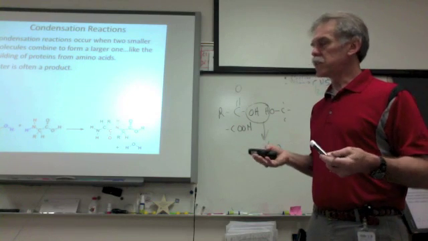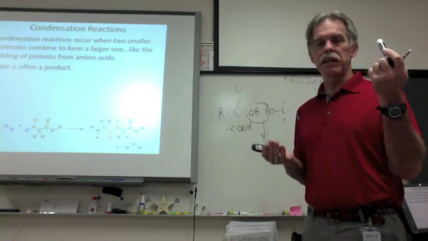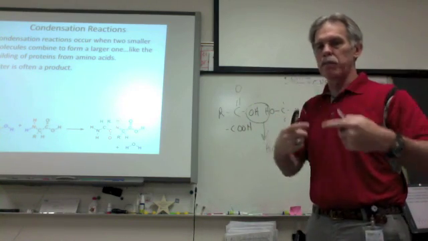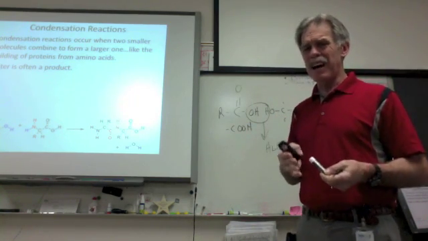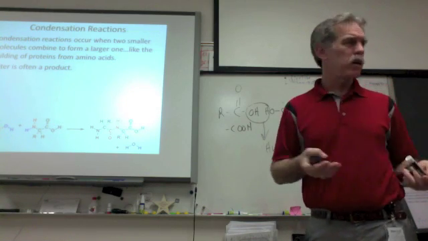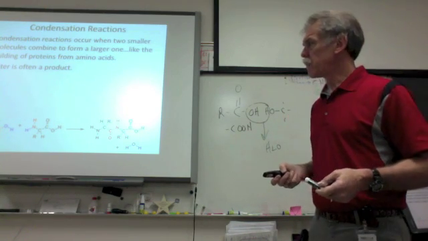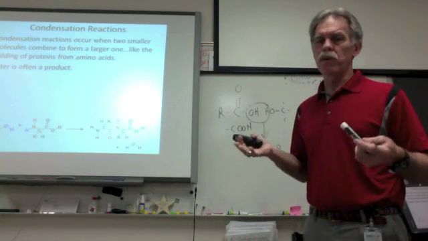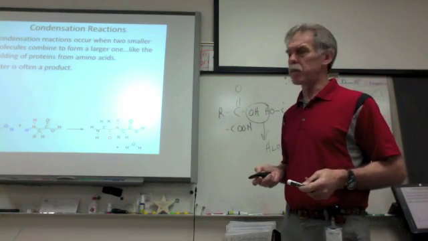But here, notice that the OH on the carboxylic acid and the H on the amino go away as water, and then the two parts come in together. And that makes what we call a dipeptide. There's two of the amino acids together. We call that a dipeptide. If there's more than two, generally it's a polypeptide.